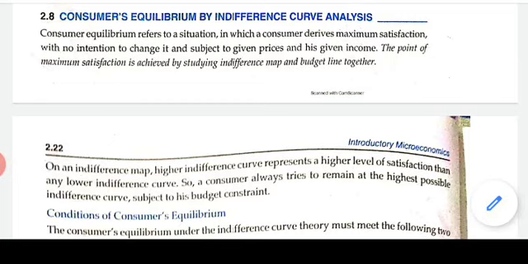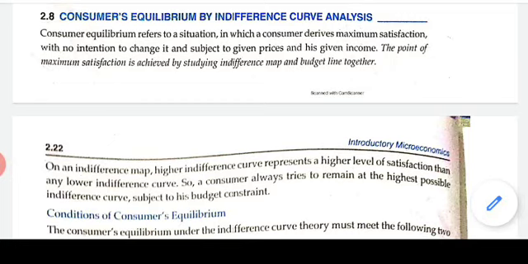Consumer equilibrium, as you all know, refers to a situation in which the consumer derives maximum satisfaction with no intention to change it, subject to the given prices and his given income. It is a point of rest or a point of balance where the consumer is getting the maximum satisfaction with the given income and given prices, and the consumer doesn't want to move out of this point.